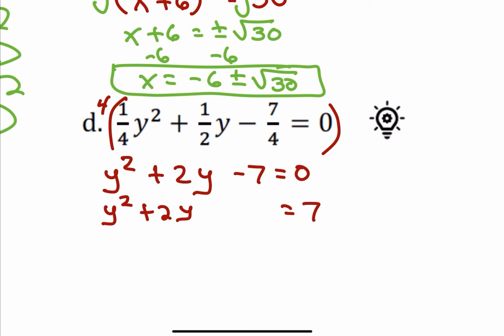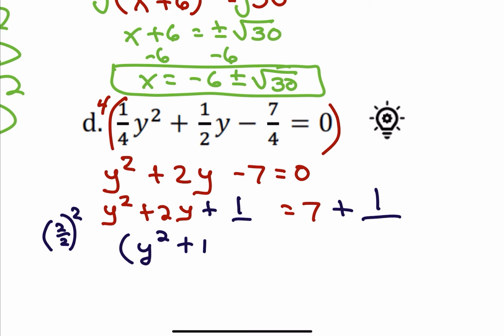I'm going to kind of add in our plus dash, and half of 2. So we're going to take half of 2, which is 1, squared is 1. So I'm going to add 1 here and 1 there. So now on the left, we're guaranteed that we have something that factors. In this case, sorry, it's not y squared, it's just y plus 1, the quantity squared, equals 8.